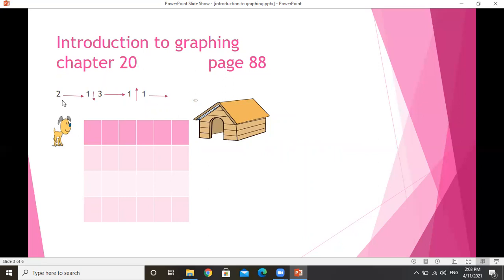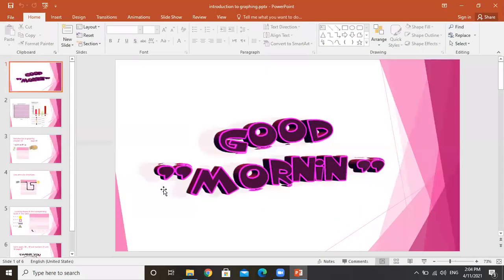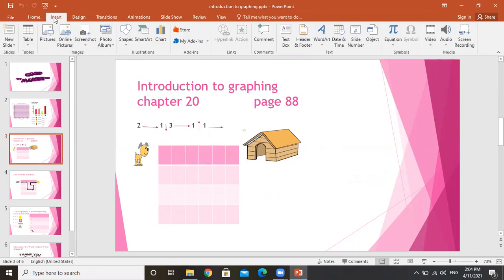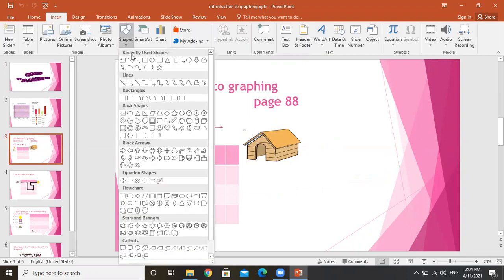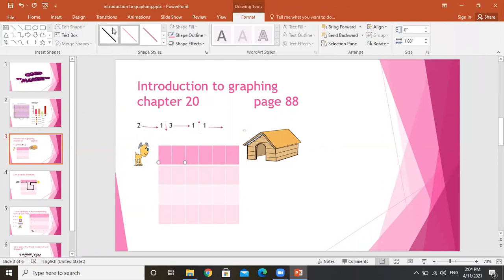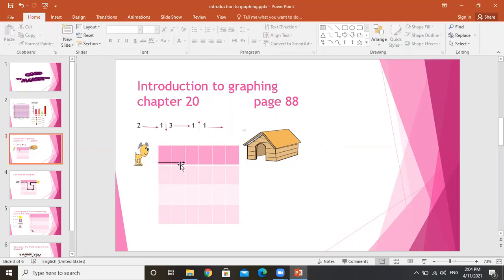So, first of all, we have two to the right. This means that we should move 2 squares to the right. So let's move 2 squares to the right. Okay, here we go. Can you see? Here we move 2 squares to the right.